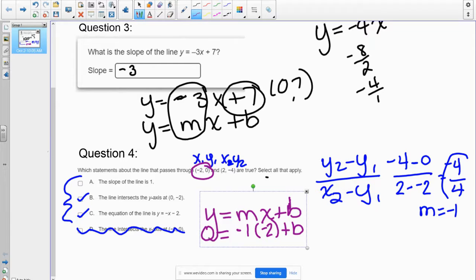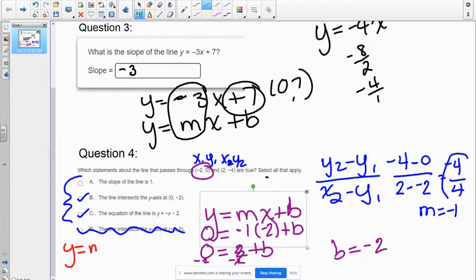So now we're just going to solve the equation. So 0 equals -1 times -2 is 2. Add the b. And then you're going to subtract 2 on both sides. So b equals, because these cross each other out, b equals 0 minus 2, which is -2. So the question is, the line intersects the y-axis, which means the y-intercept at (0, -2). That's correct. And then the equation, of course, is the last step you should take.